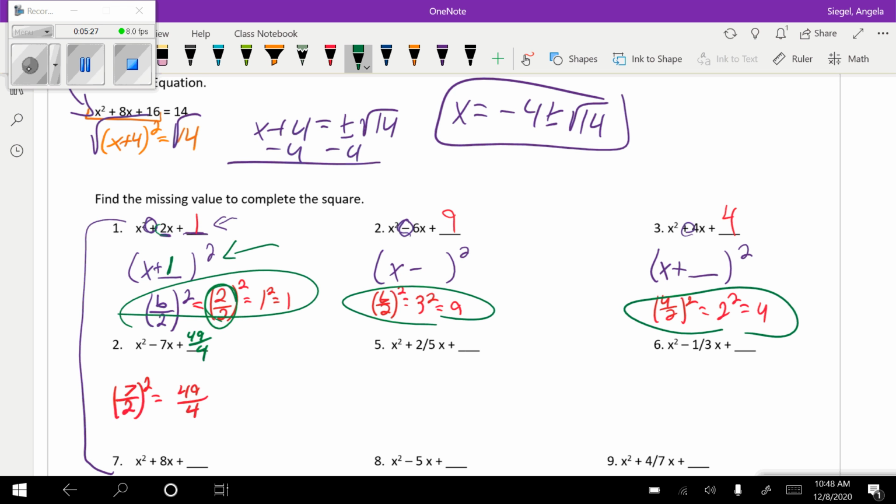When I took the 6 and divided it by 2, I got a 3. So it's going to be x minus 3 squared. And when I took this 4 and divided it by 2, I got a 2. So it's going to be x plus 2 squared.